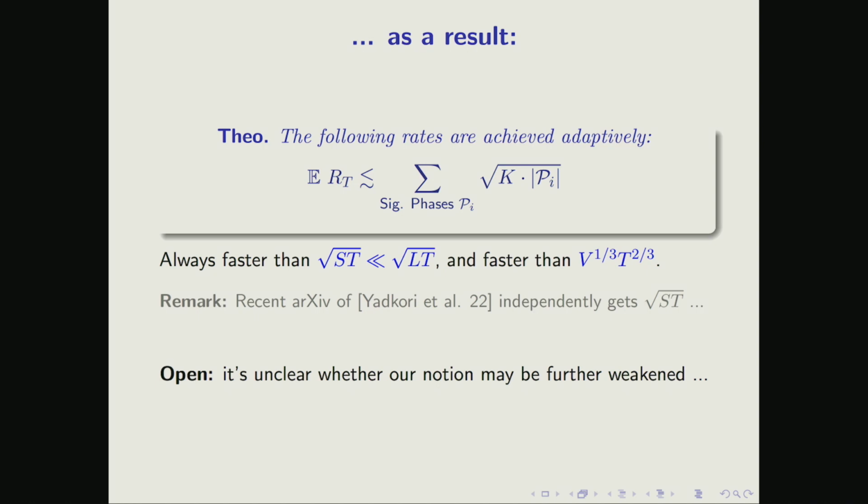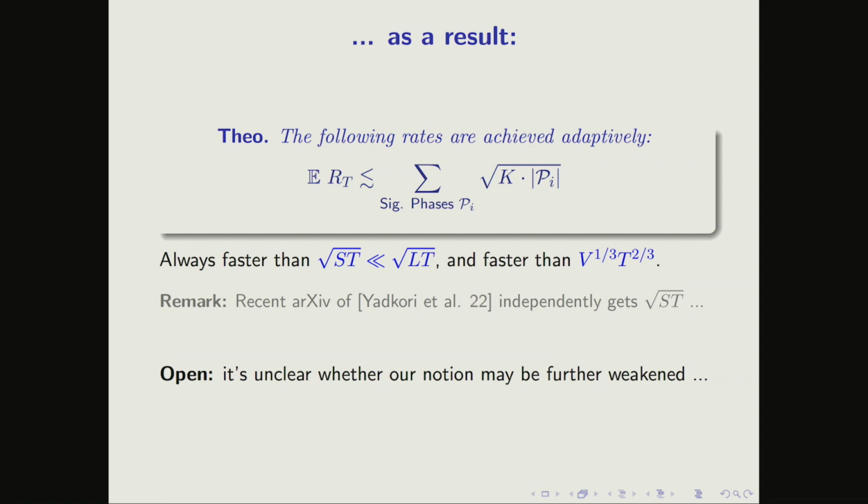After we posted the paper, there was an arXiv paper posted a month later, which independently gets the square root ST rate. They don't have the notion of significant phase. They were just trying to see if they could get adaptively the best rate in terms of number of best arm switches. But again, what we're arguing here is that best arm switches itself is still too pessimistic.